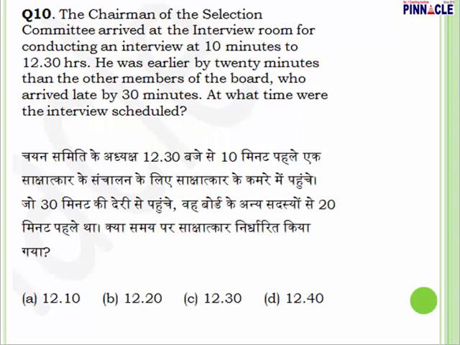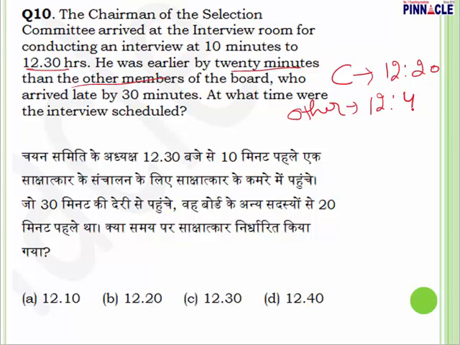Question 10, the chairman of the selection committee arrived at the interview room for conducting an interview 10 minutes to 12:30, which means the chairman comes at 12:20. He was earlier by 20 minutes than other members. So he was 20 minutes earlier, which means the others come at 12:40, because he is 20 minutes earlier, others come 20 minutes later than him.